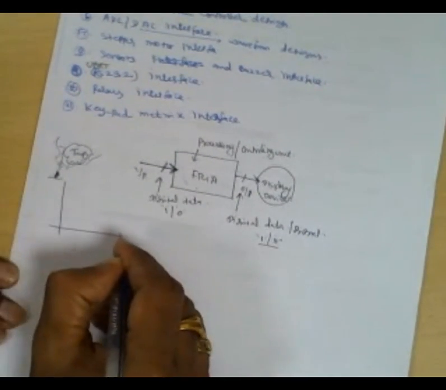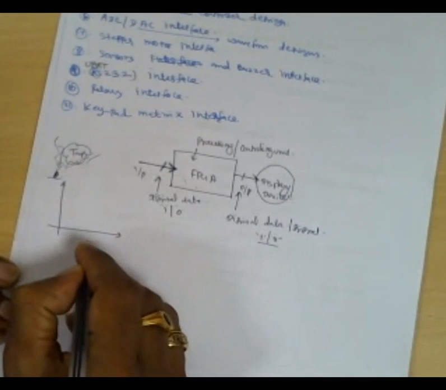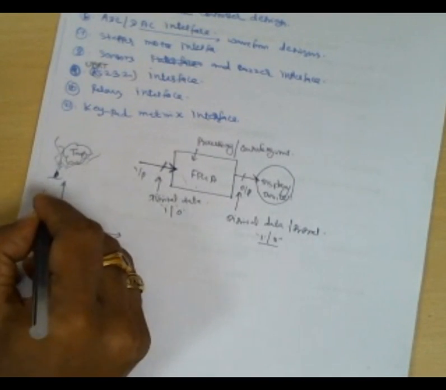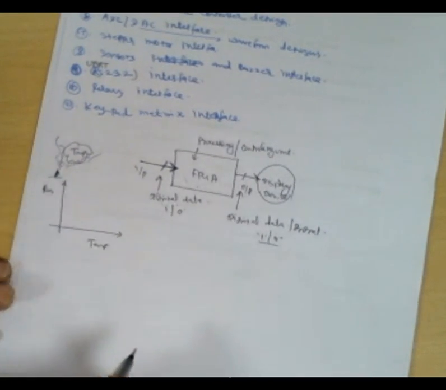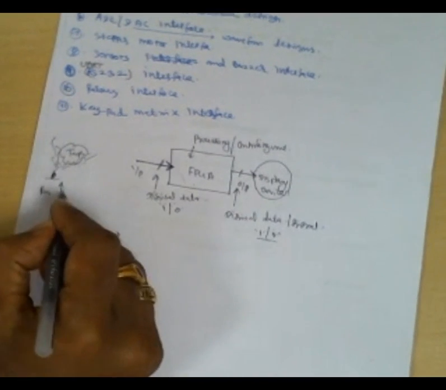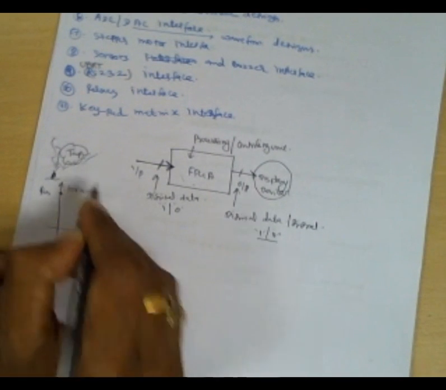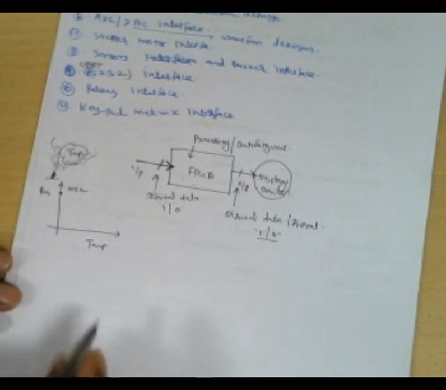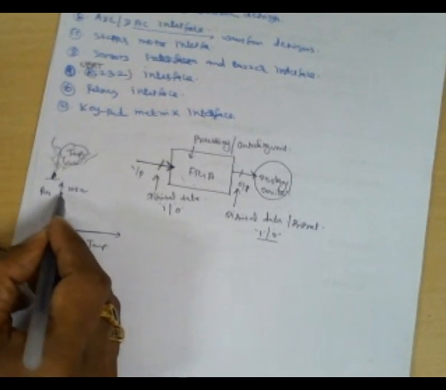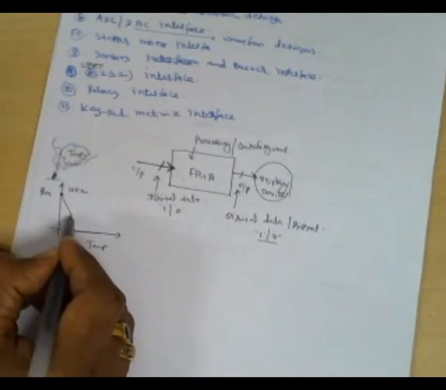Suppose you take the characteristics of the sensor. Maybe this is the temperature, and this is the resistance value. When the temperature is 0 or at room temperature, the resistance may be something like this, maybe, for example, 10 kilo ohm. Then as the temperature increases, the resistance will come down.